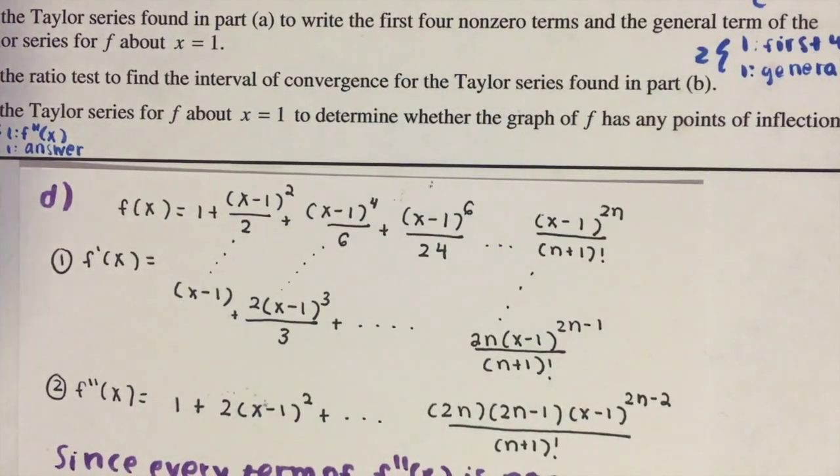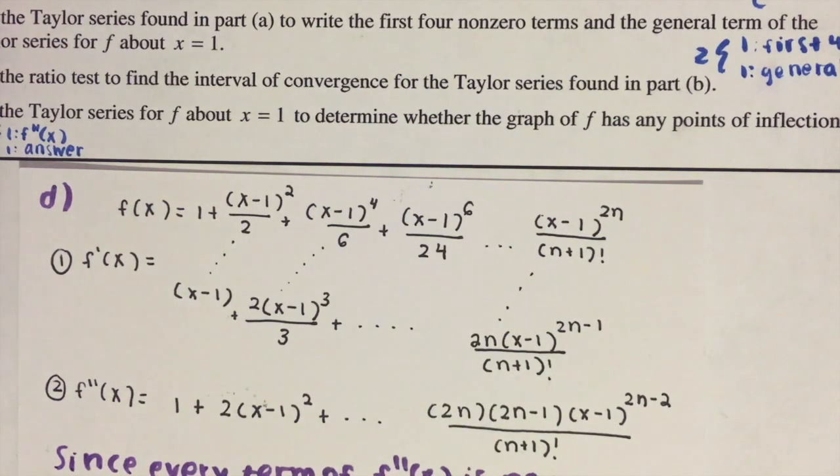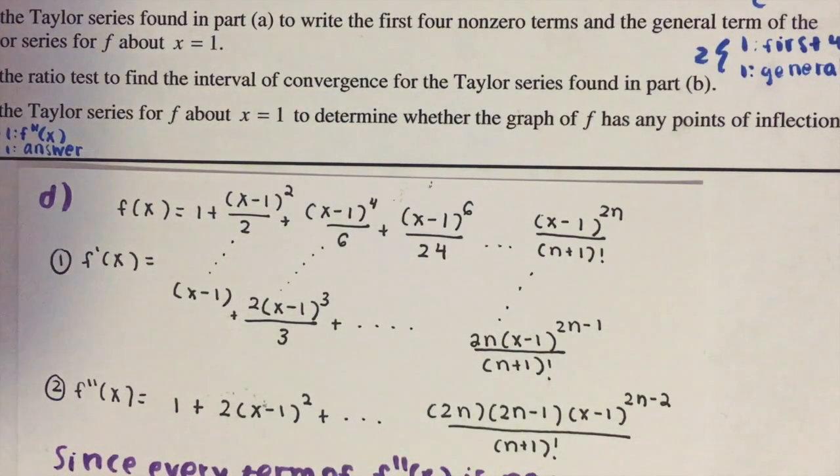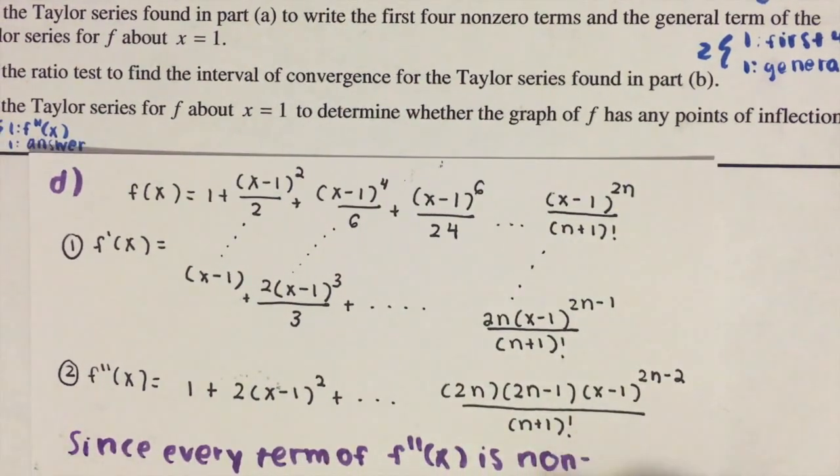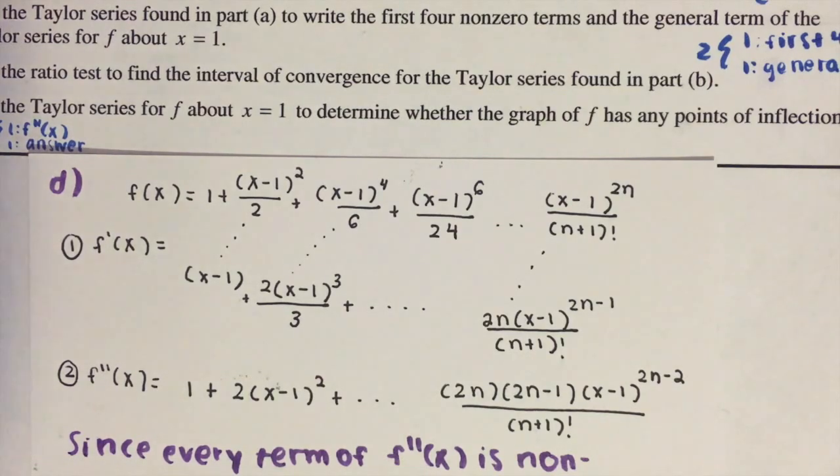So lastly, Part D states, use the Taylor series for f about x equals 1 to determine whether the graph of f has any points of inflection. So in order to do this, let's first look at our function f of x and the general term, which was (x minus 1) to the 2n over (n plus 1) factorial.